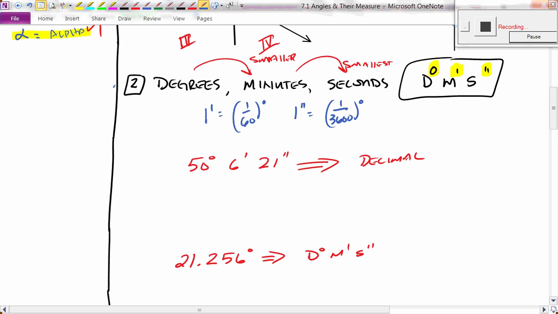The first skill that we need, and all of these are just basic skills, is this: we're going to take 50 degrees, 6 minutes, 21 seconds, and turn it into a decimal. 50 degrees, 6 minutes, 21 seconds, turn it into a decimal. My question to you is, between which two whole degrees does this decimal lie? Between which ones?